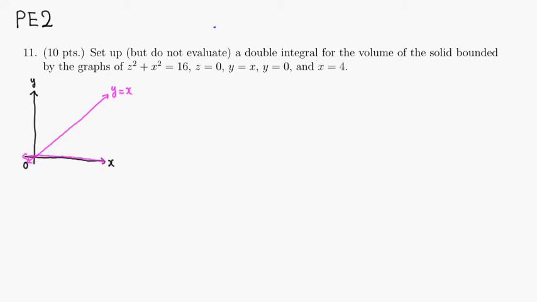And x equals 4. So let's say this is 4, then that will be a vertical line there. So we have x equals 4. Alright, so we are looking at this region right here.